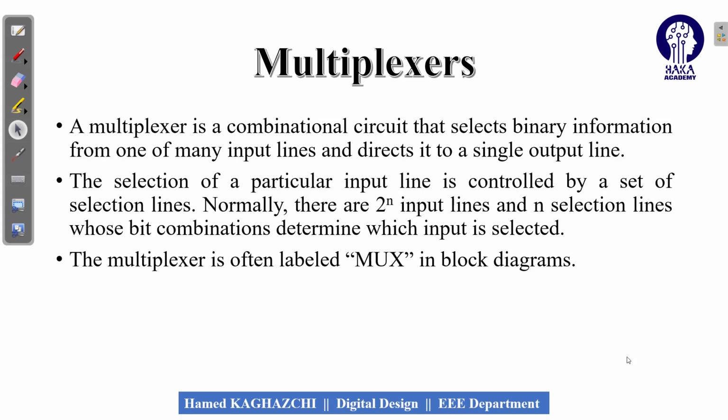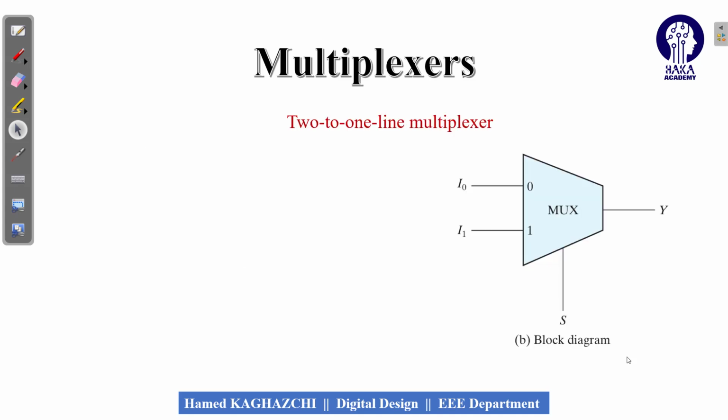So it means that each multiplexer will have 2 to the power of n inputs, n selection lines, and 1 output. Suppose that we have something like that. This is a kind of multiplexer. The block diagram of the multiplexer is something like that. Here, as you can see, we have one control line and 2 inputs, which are called I0 and I1, and the output, which is equal to Y.